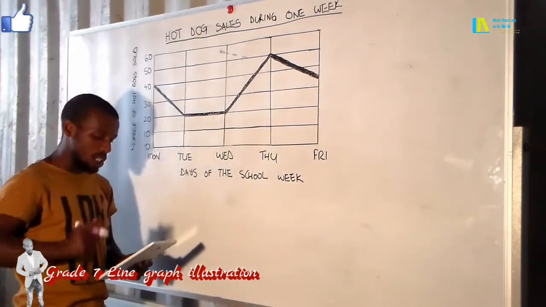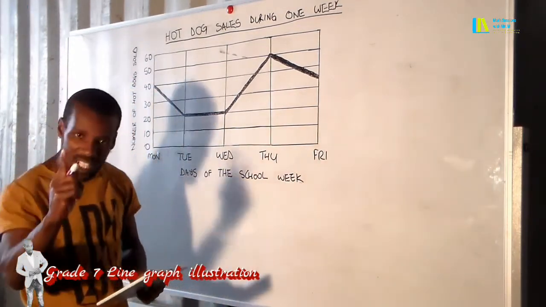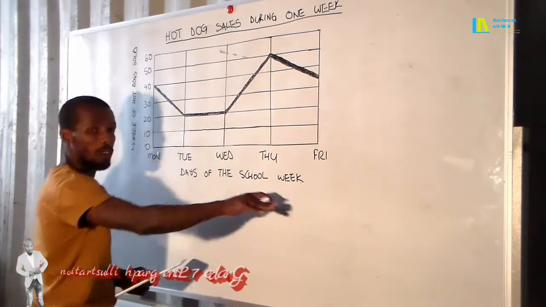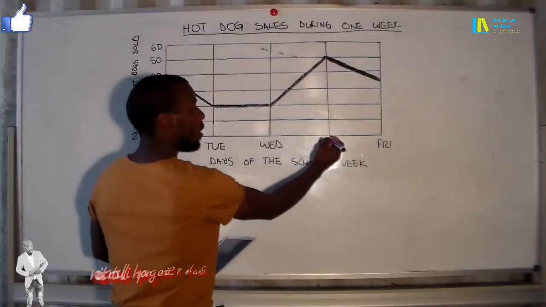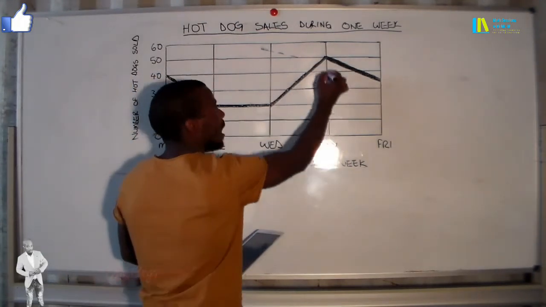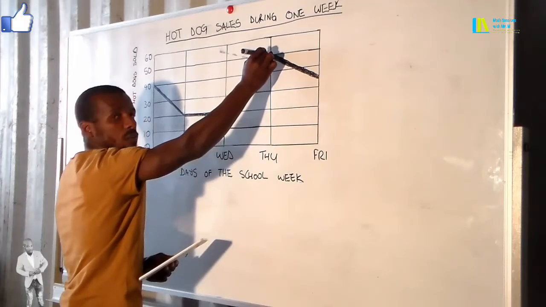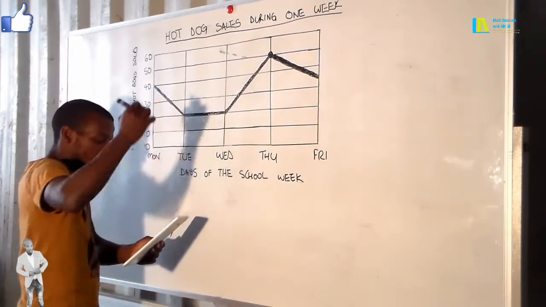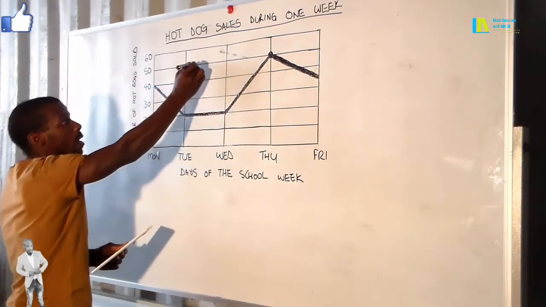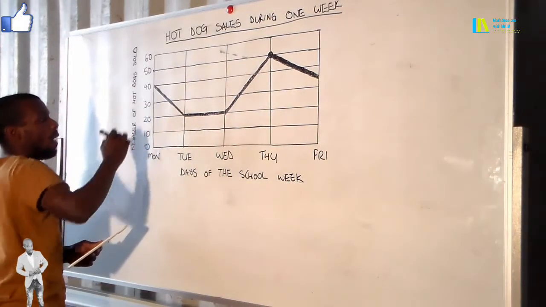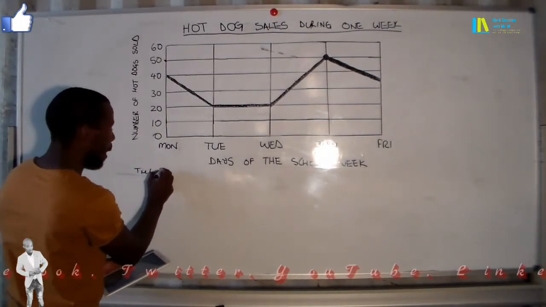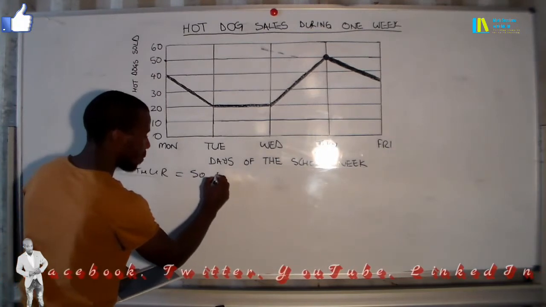So now, we are asked the first question. They say to us, how many hot dogs were sold on Thursday? Where is Thursday? We have Monday, Tuesday, Wednesday, Thursday. We look on the horizontal side. So here is our Thursday, and we look at our line where Thursday hits, and Thursday hits right there at that point. And we look at the number of hot dogs that were sold on this day, and we get 50 hot dogs that were sold on Thursday. So Thursday, there were 50 hot dogs sold.